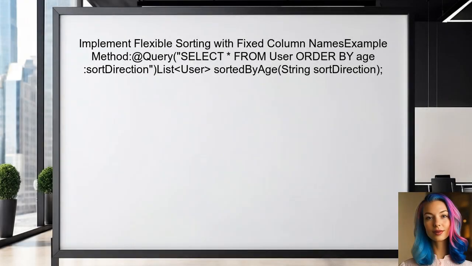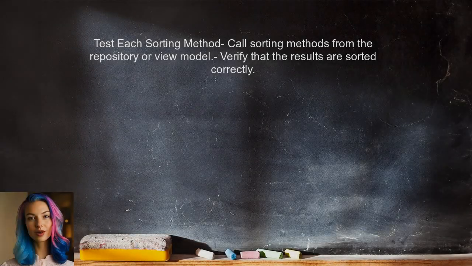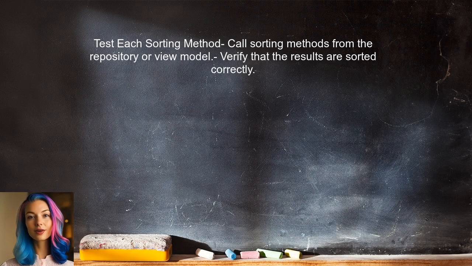Additionally, the user can implement a more flexible solution by using a parameter for sorting direction, such as ascending or descending, while keeping the column name fixed in each method. Finally, the user should test each method to ensure that the sorting works as expected. They can call these methods from their repository or view model and observe the results.